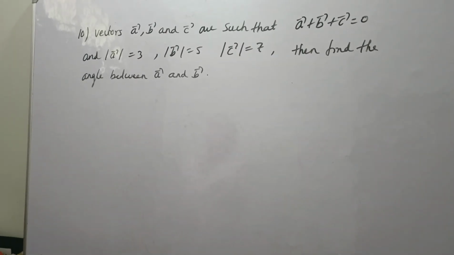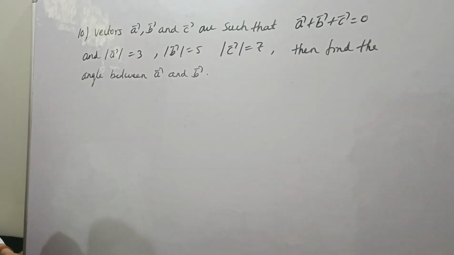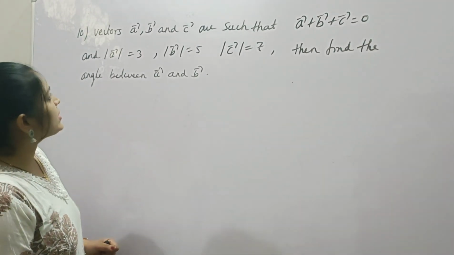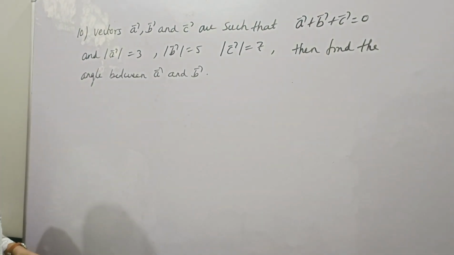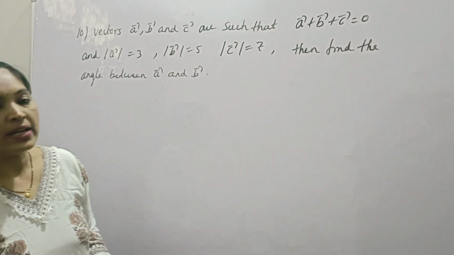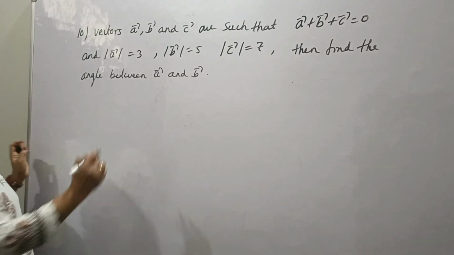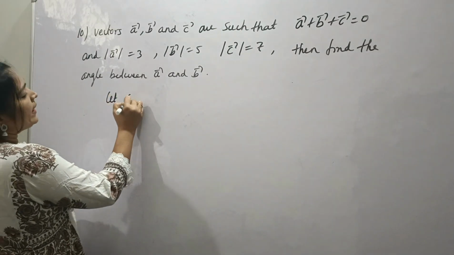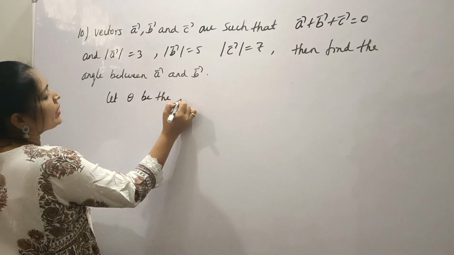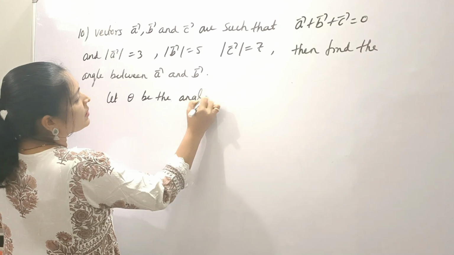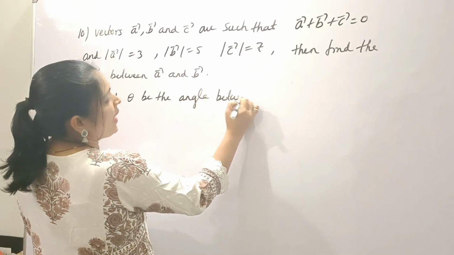Vectors vector A, vector B and vector C are such that vector A plus vector B plus vector C is equal to 0 and modulus vector A is equal to 3, modulus vector B is equal to 5, modulus vector C is equal to 7. Then find the angle between vector A and vector B. So here let theta be the angle between vector A and vector B.